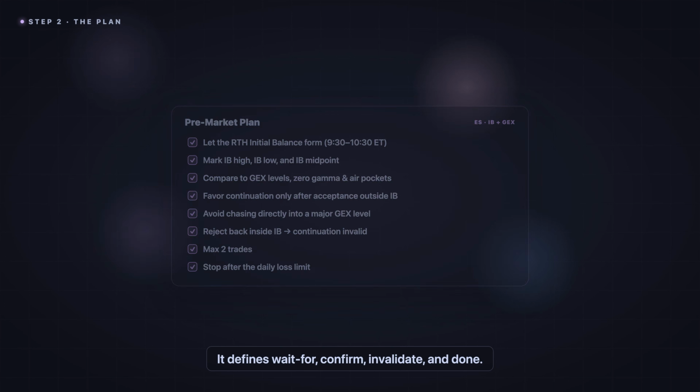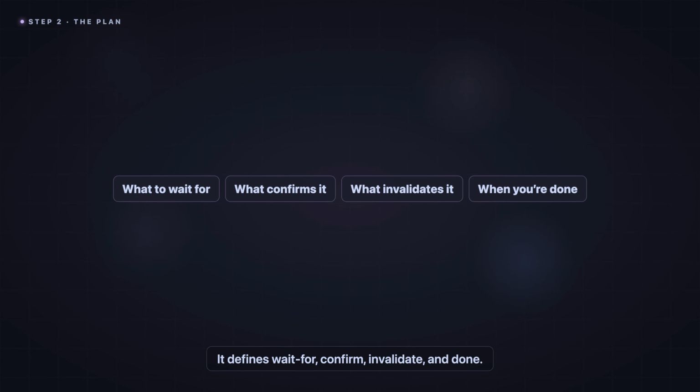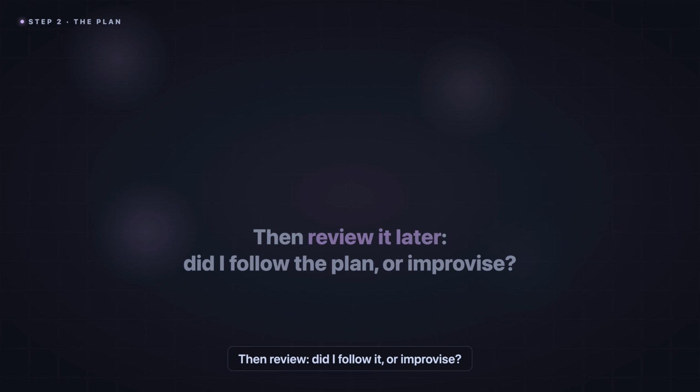That's a much more useful plan. It tells me what I'm waiting for, what levels matter, what would confirm the idea, what would invalidate it, and when I'm done for the day. This also gives me something to review later. Did I actually follow this plan, or did I improvise once price started moving?